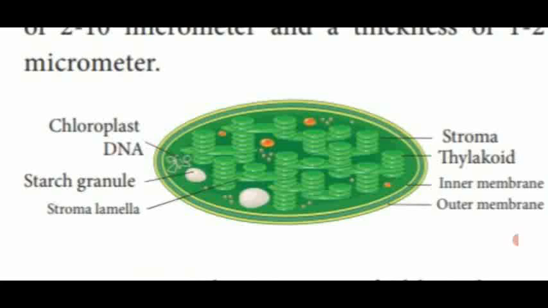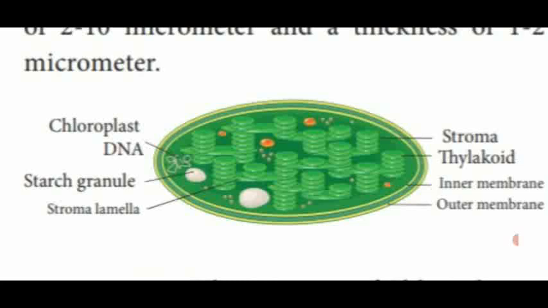At the center of the chloroplast, the region is called stroma. In that stroma, we have the disc-shaped structures called thylakoids, which are arranged one above another in the form of a stack of coins. In the thylakoid region, photosynthetic processes take place. Some starch granules, that is food material, are also present at the center of the chloroplast.